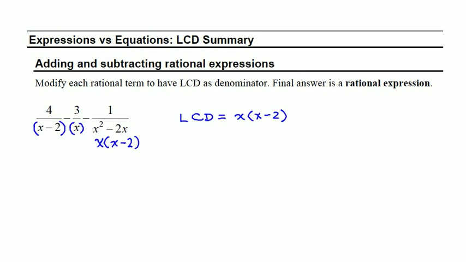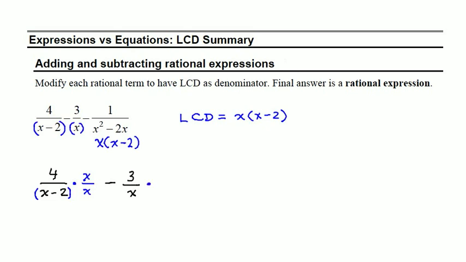Now, since this is an expression, I do not clear the denominators. I instead want to look at each rational term and figure out what is missing from its denominator and modify it so that it has the whole LCD. 4 over x minus 2 is missing a factor of x in its denominator, so I am going to multiply the top and bottom of this by x. Remember that we are multiplying by a ratio equal to 1, and that's why it is not changing the expression, it is only changing the form in which the expression is written.